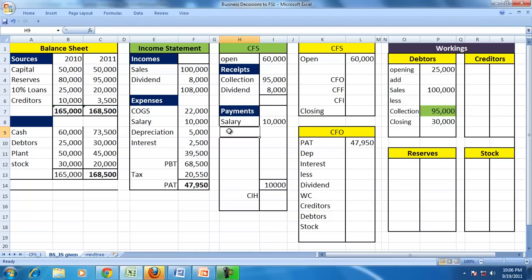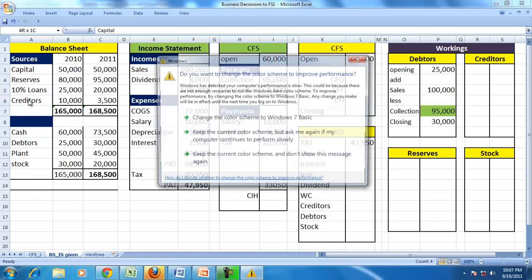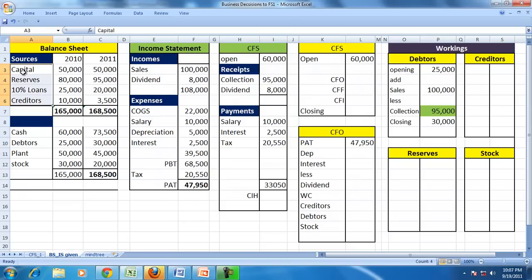Let us take interest. Same explanation, no outstanding interest on the sources side, so entire interest paid. Same is the explanation for the tax. Entire tax has been paid because no outstanding tax or tax payable on the balance sheet on the sources side. So sales done, dividend done, salary done, interest done.